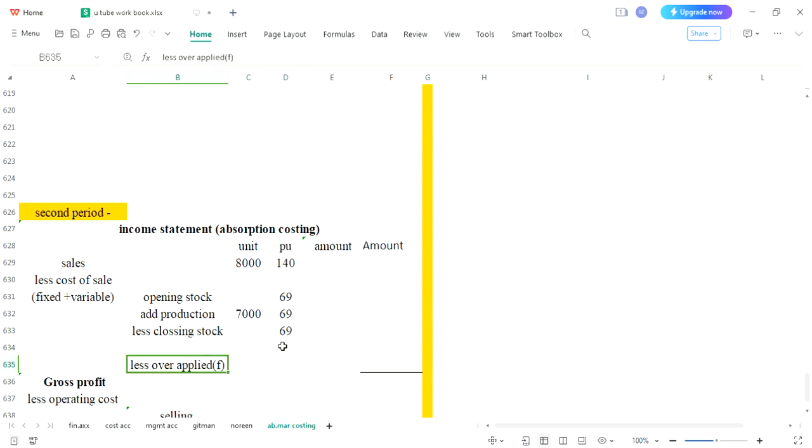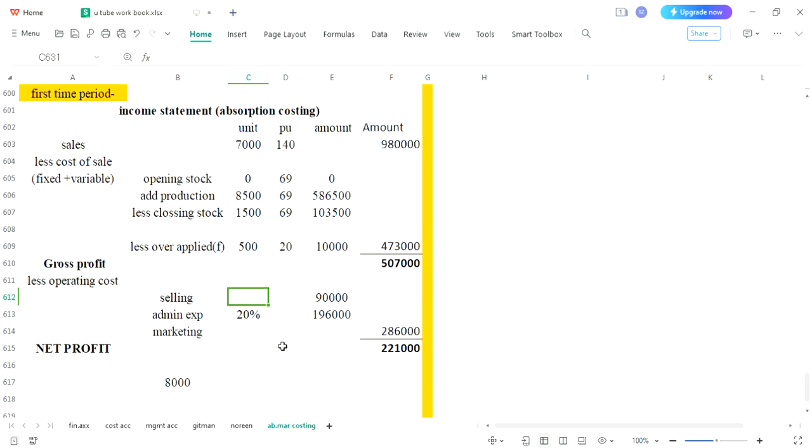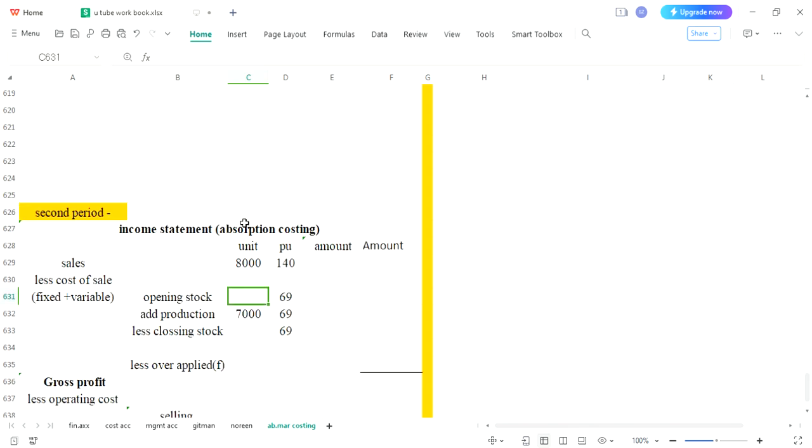Here we will decide whether there is any under or over applied production, but before that we will see if there is any closing stock. As you know, in the previous time period we will observe if there is any closing stock, that would be opening stock of the current period. For the first time period we have gone over here and saw that there was a closing stock of 1500 units. It would be considered as opening stock of the second period.